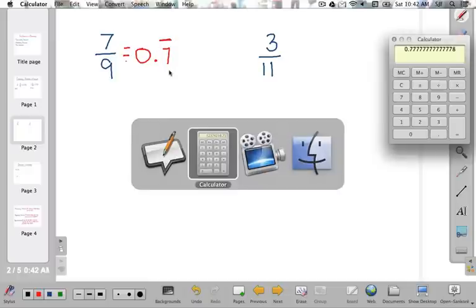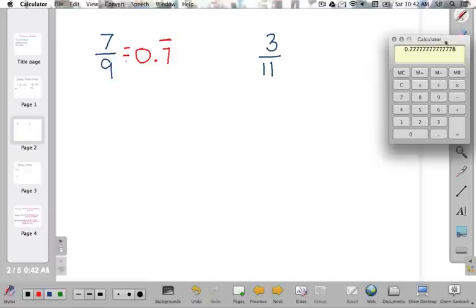So don't get tricked just because there's an 8 at the end on our calculator, and think that it's 7777777 and then an 8. It's just rounding that last place up.